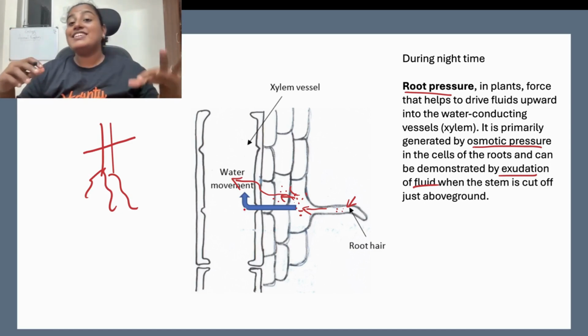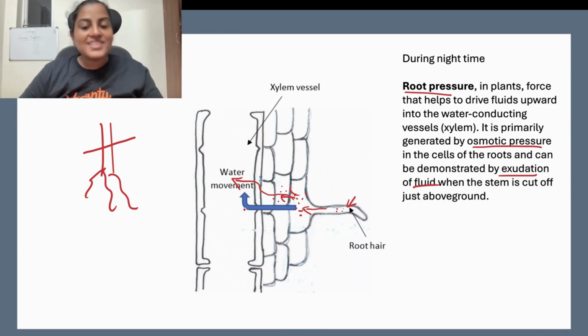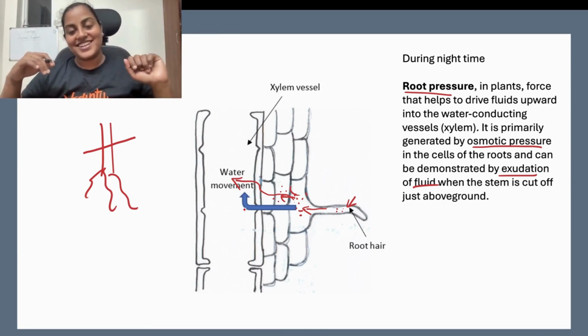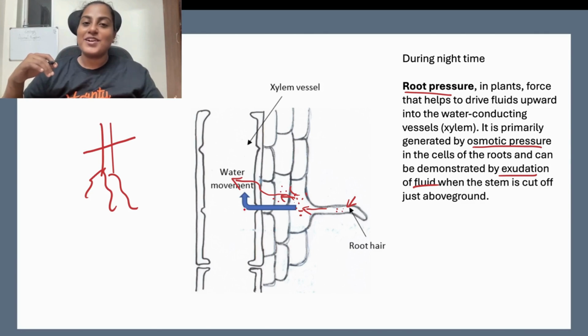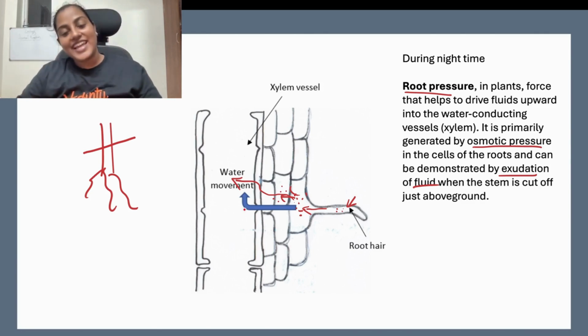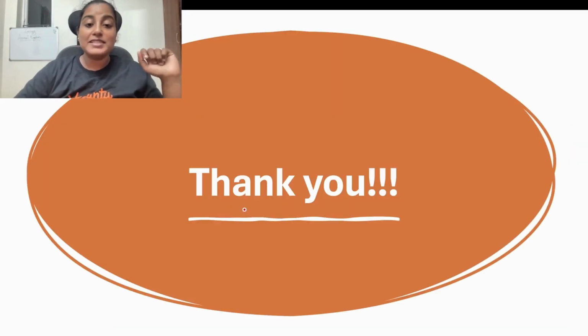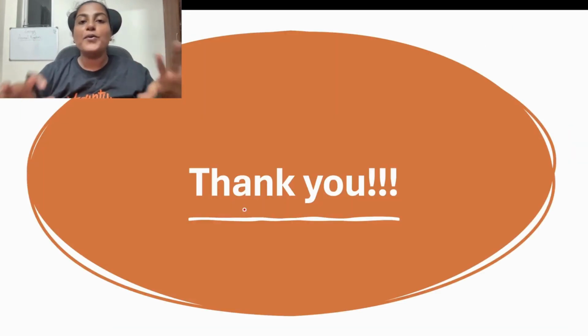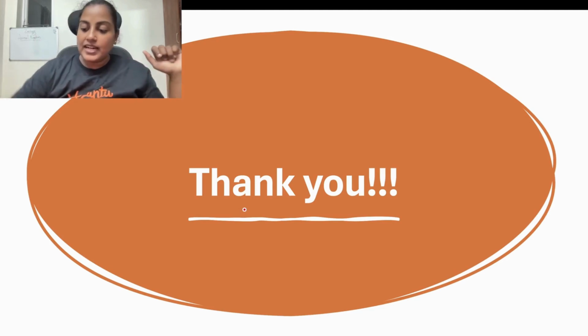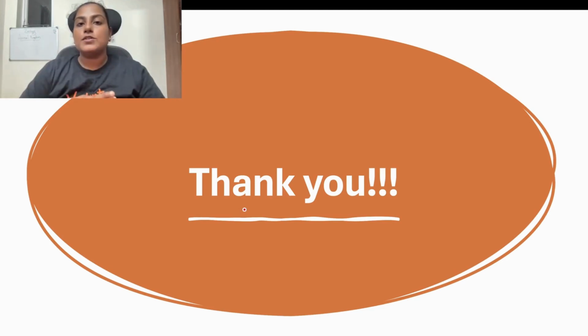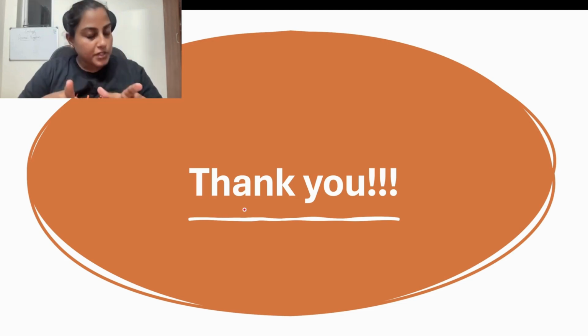So basically, transpirational pull is a pulling force, root pressure is a pushing force. Pulling force in the daytime because of transpirational pull, pushing force in the night time because of the root pressure. Simple. That's all. Very simple concepts, right? I hope you all enjoyed. So just keep that in mind. If they ask what phenomenon helps the plants get water during daytime, it's transpirational pull. Nighttime, it's root pressure. Okay? I hope you all enjoyed.